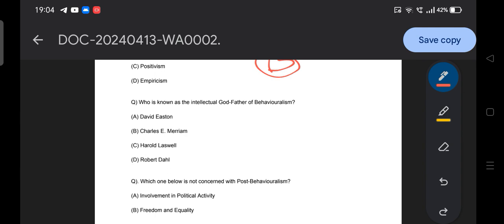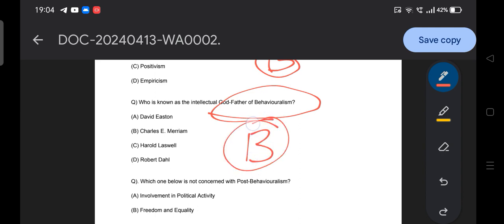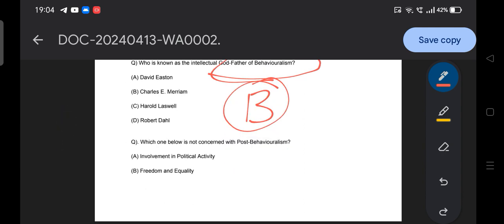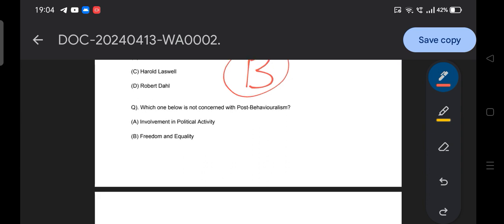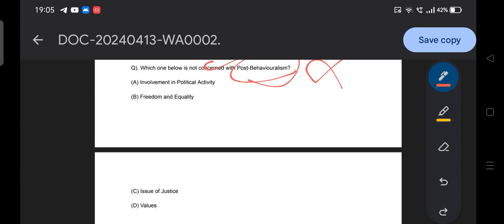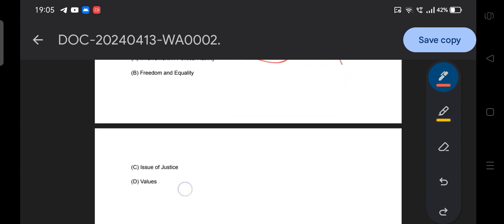Then it's repetitive: who is known as the intellectual godfather of behavioralism? We all know, Charles E. Merriam. There is no need to be confused here. Then moving to the next question: which philosophy is not concerned with post behavioralism? In the SSP exam, they ask quite interestingly about behavioralism, post behavioralism, traditional approaches and different books. So we will discuss that, because it's important.